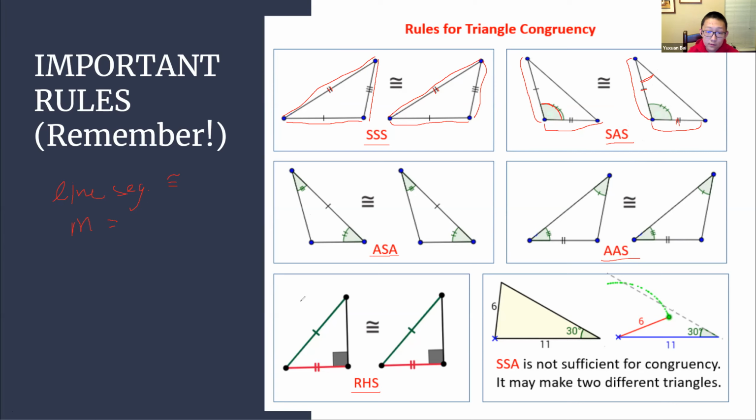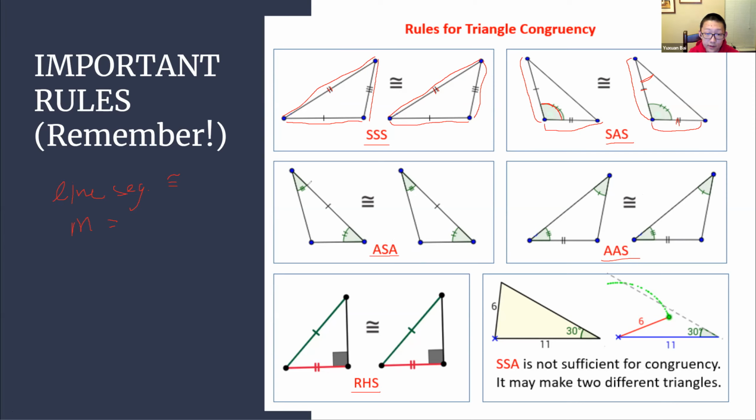And the third one is the ASA congruence theorem. So ASA, remember the A stands for an angle and the S stands for side. So it's 2 angles and 1 side. And again, the order matters. So the side has to be in between the 2 angles.